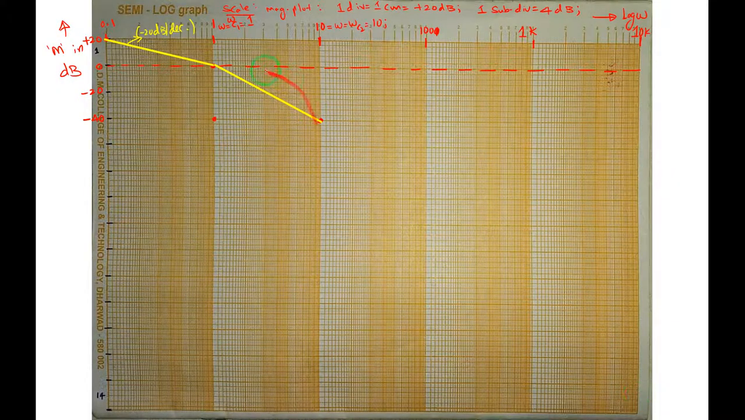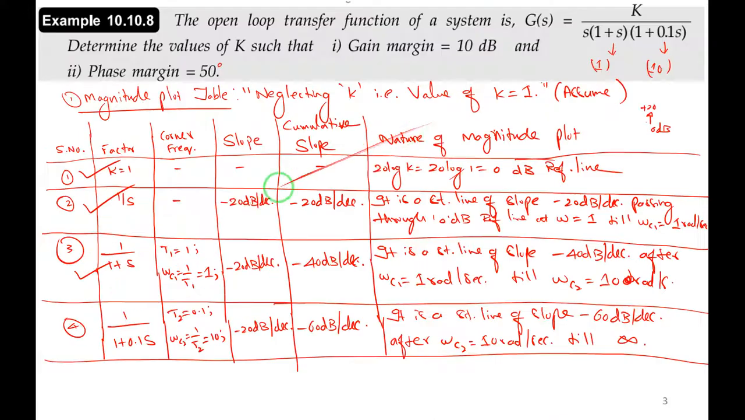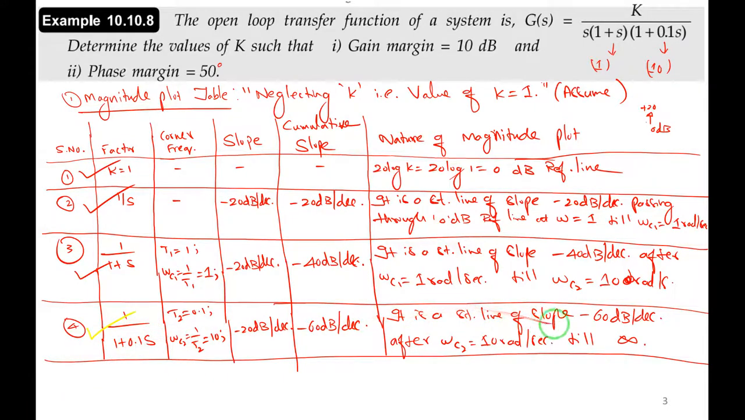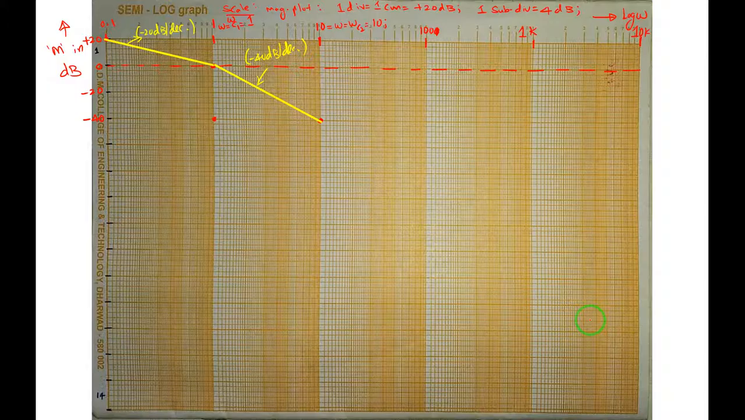So it is a straight line of slope minus 40 dB per decade. Let me change the ink color. This is a straight line of slope minus 40 dB per decade after 1 radian per second till 10, 1 to 10, right? Third factor is also over. Next, the last factor. So it is a straight line of slope minus 60 dB per decade after 10 radians per second till infinity, right? So next we'll take minus 60 dB per decade.